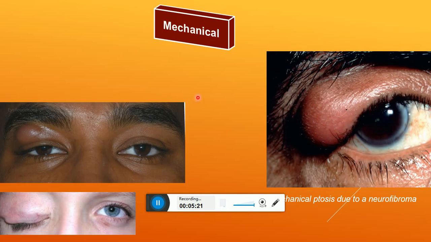Mechanical ptosis is the second type. It is caused by the gravitational effect of a mass or scarring. Here you can see a mass. Here you can see another mass, such as neurofibroma.